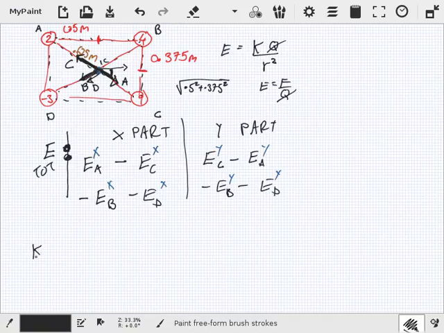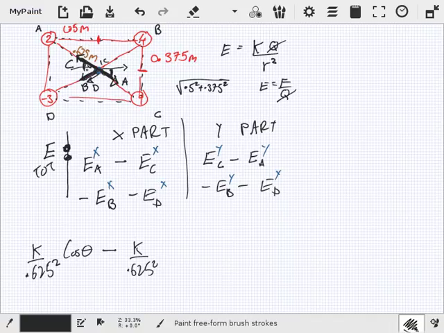So I'll just say it's K over this radius. What is this? This is 0.625 squared cos theta minus EC, which is K over 0.625 squared, and then I need this angle. Is that angle the same as this angle? It is. Minus K, wait, are these all the same? Yeah, that's nice.